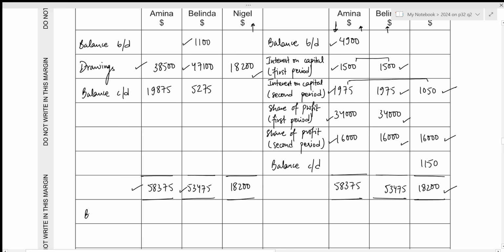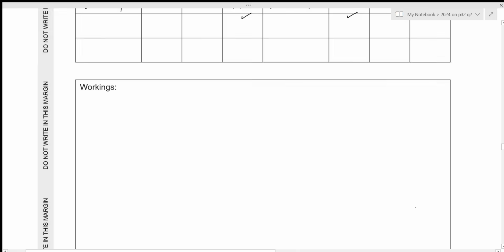Now we need to bring the closing balance as the opening balance for the next period on the opposite sides. Okay, these balances will go towards the credit side. So that's 19,875, 5,275. And this balance will go towards the debit side, so 1,150. It means that during the starting of the next period, Nigel owes 1,150 to the partnership, whereas the partnership owes 19,875 to Amina and 5,275 to Belinda. That is all for the current account. Let's move towards the next part.